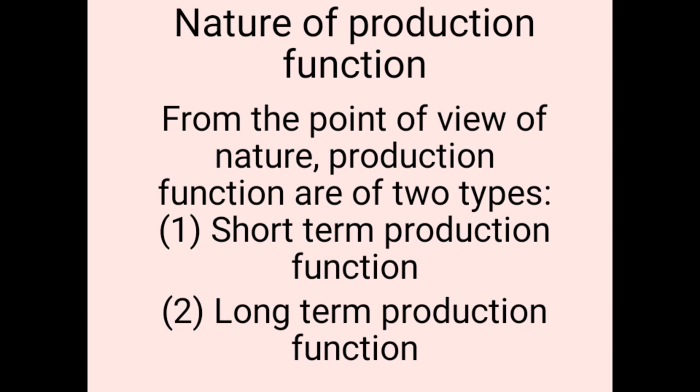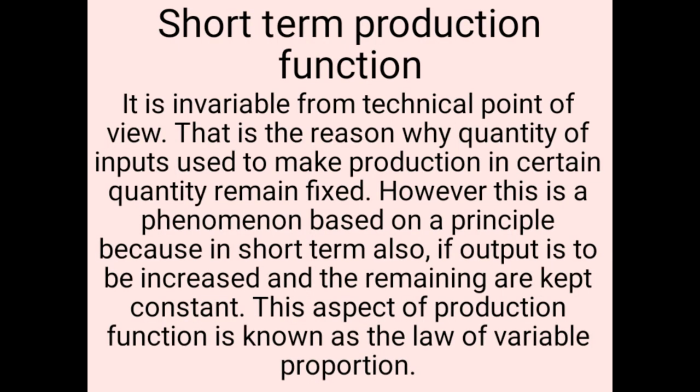Now, let us take a look at the nature of production function. From the point of view of nature, production functions are of two types: short-term production function and long-term production function. As the name itself suggests, we can get some idea on the basis of this. Short-term and long-term, we are very much aware. Short-term production is invariable from technical point of view. Invariable means constant, never changes.